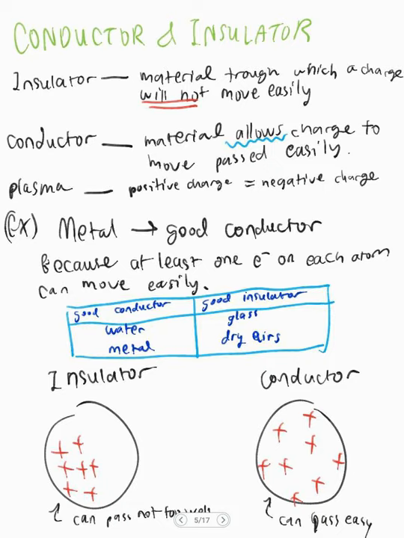And here's a table that shows some examples of good conductors and good insulators. The good conductors, as I mentioned before, are metal and water, but a good insulator could be glass or dry air. And here's a visual that shows that in the conductor, the electron can pass and attract the positive one easily, but in the insulator it's not.